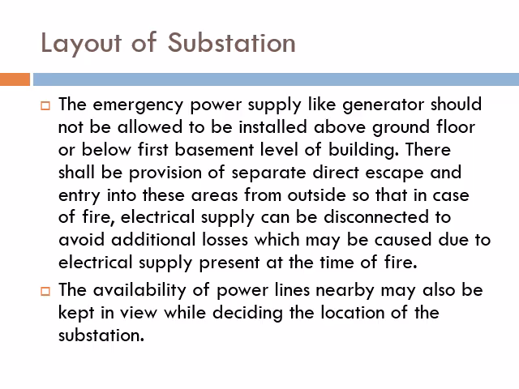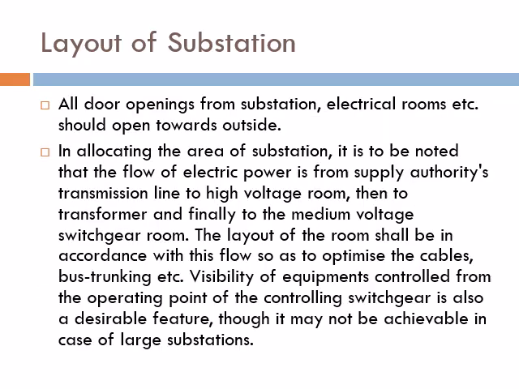Then emergency power supply like generators shall not be allowed to be installed above the ground floor or below the first basement level of the building. There shall be provisions of separate direct escapes and an entry into these areas from outside, so that in case of any fire accident the electrical supply can be disconnected to avoid additional losses which may be caused due to the electrical supply present at the time of the fire. Then the availability of power lines nearby may also be kept in view while deciding the location of the substation. All the door openings from the substations and electrical rooms should open towards the outside.